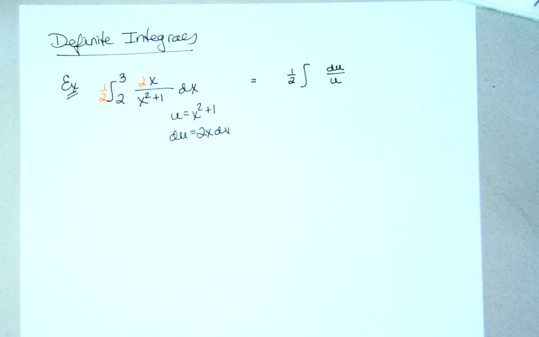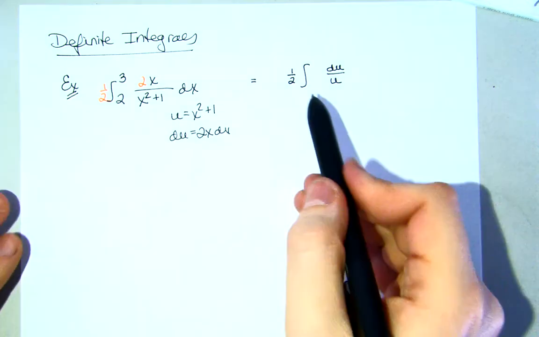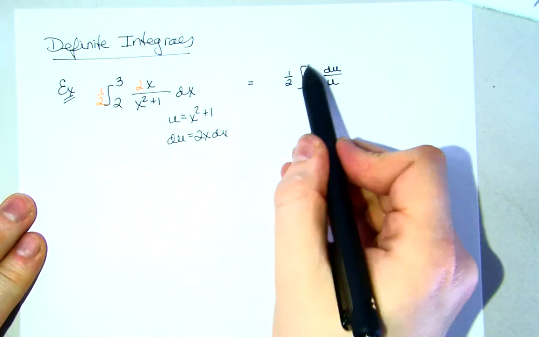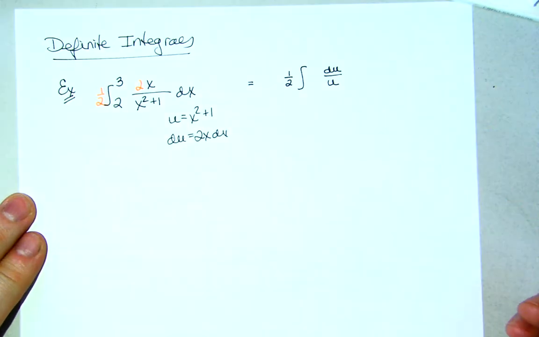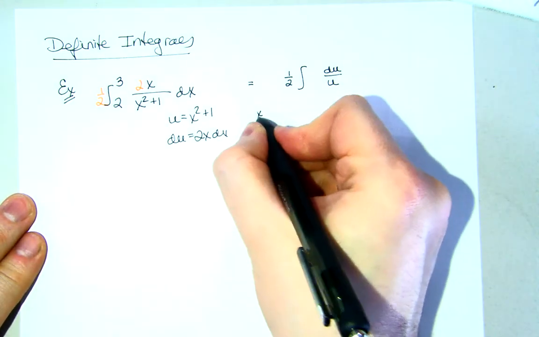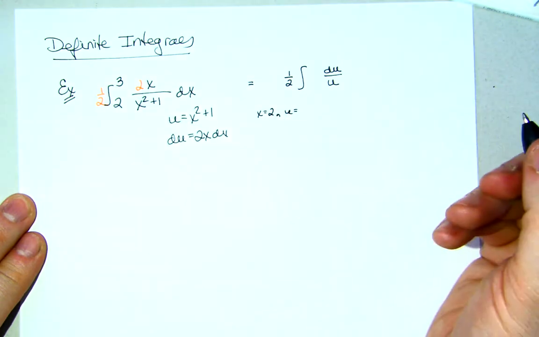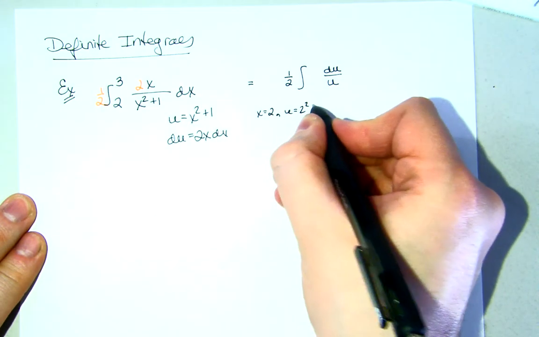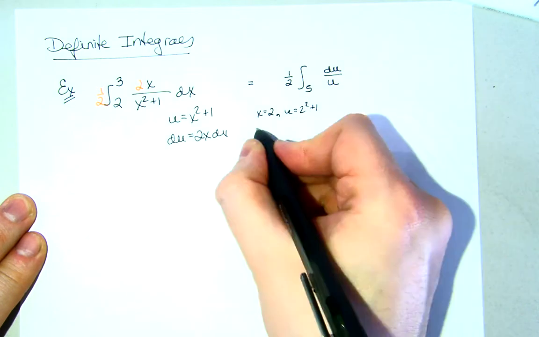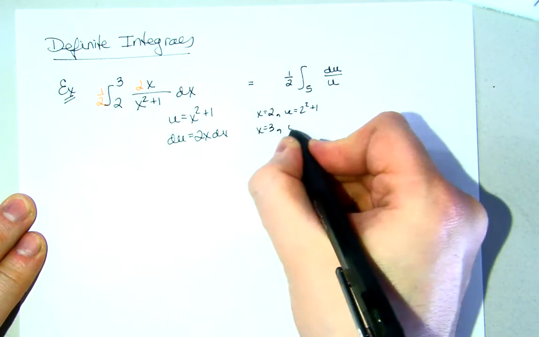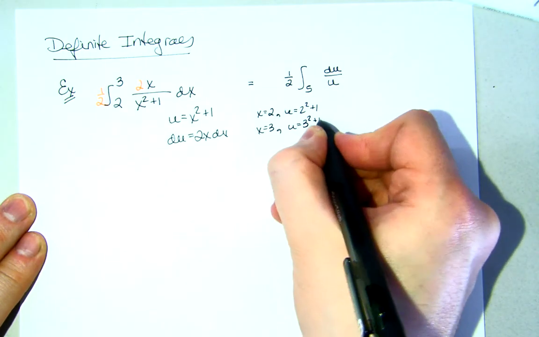What have I not yet dealt with? You've got to change those limits. If I have u's in my problem, I need u values over there. How do we change those? 2 is going to become, what is 2 going to become? 5. 2 squared plus 1, that's 5. And what does 3 become? 3 squared plus 1, 10.